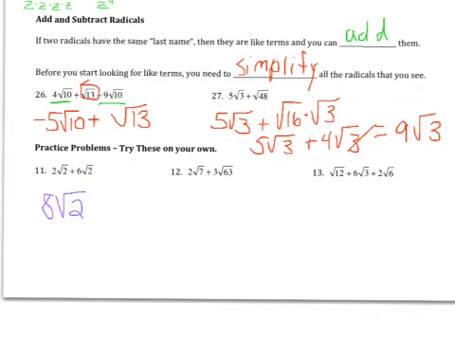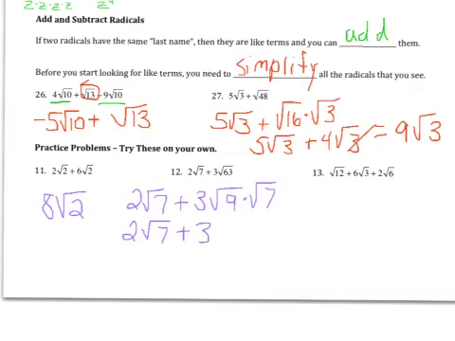2 root 7 plus 3 root 63. We can't combine anybody yet, but I bet we can simplify the square root of 63. So 63 is the same as 9 times, oops, not 9 times 9, 9 times 7. And we know that the square root of 9 is 3. So we have 2 root 7 plus 3 times 3, which is 9, root 7. Now they have the same last name, so we can combine like terms and get 11 root 7 for our final answer.